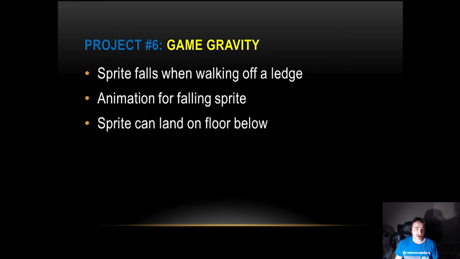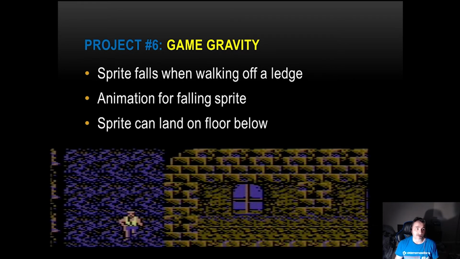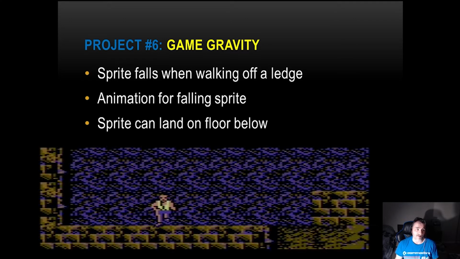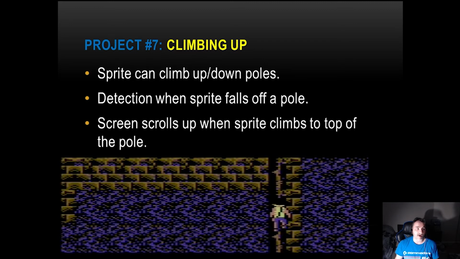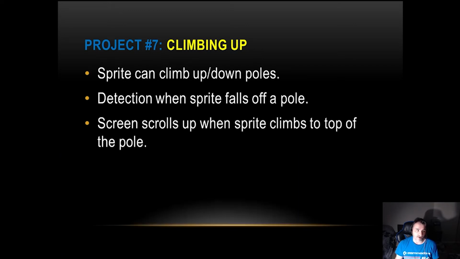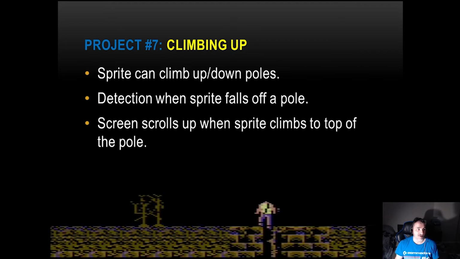Project number 6 is going to be game gravity. A sprite falls when walking off a ledge. Animation for falling sprite. Sprite can land on the floor below. So there again, there's the gravity right there. Project 7 is climbing up. Sprite can climb up and down poles. Detection when sprite falls off a pole, that gravity. Screen scrolls up when sprite climbs to the top of the pole.